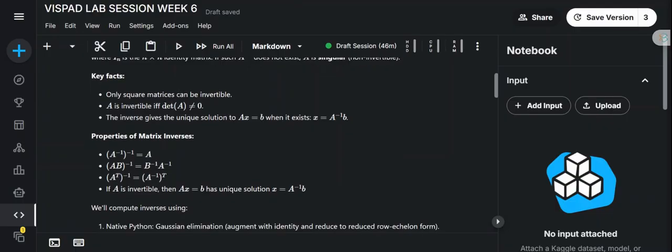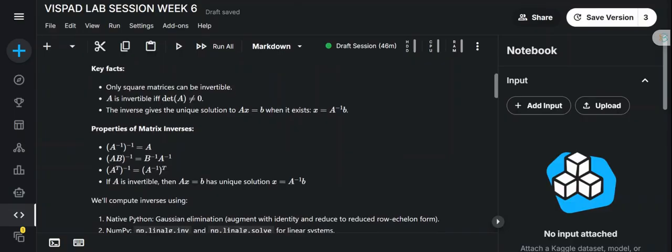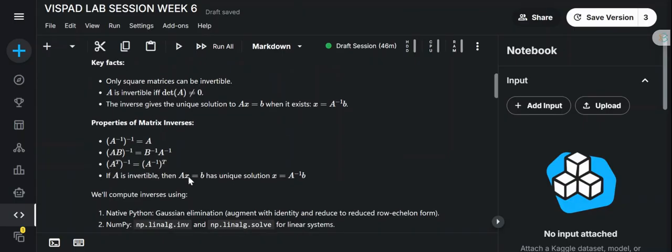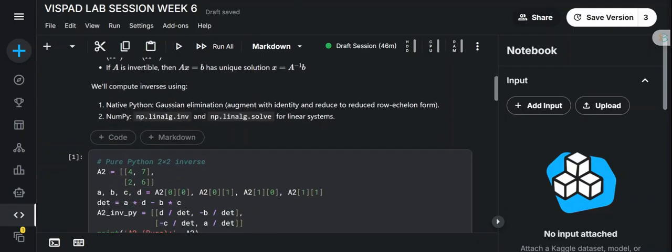Okay, so matrix inverses have certain properties. The inverse of an inverse of a matrix equals that same matrix. The inverse of the product of two matrices equals the product of the inverse of the second matrix and the inverse of the first matrix. And the inverse of a transpose of a matrix is equal to the transpose of the inverse of the matrix.